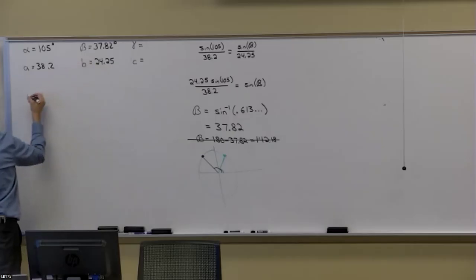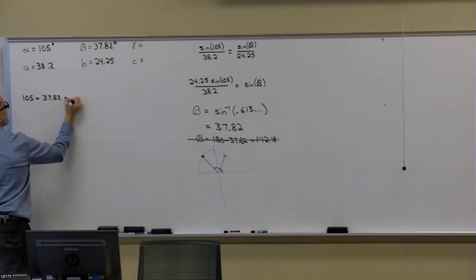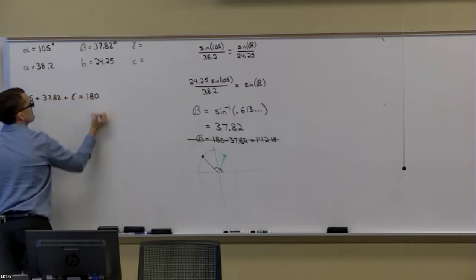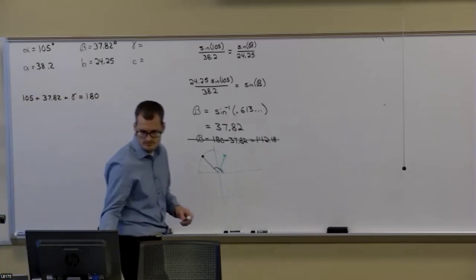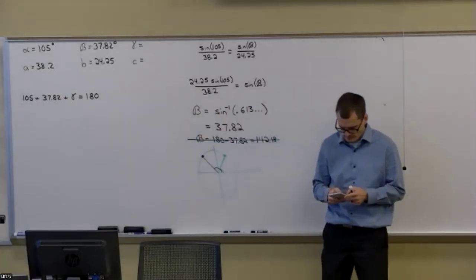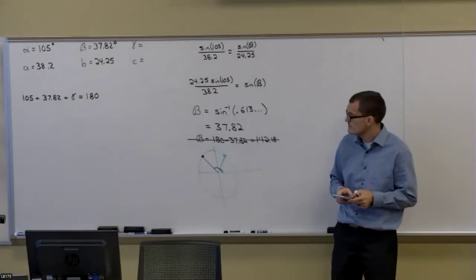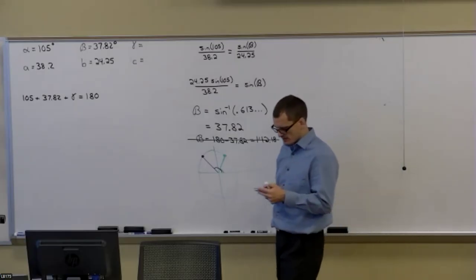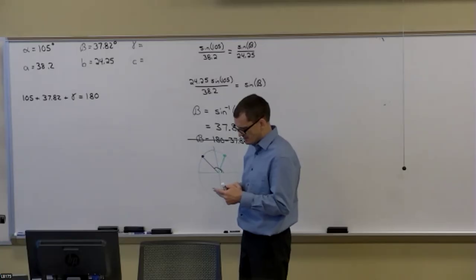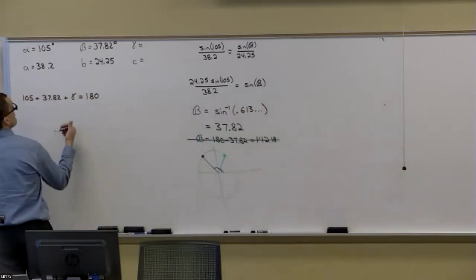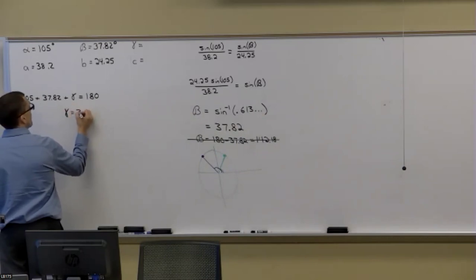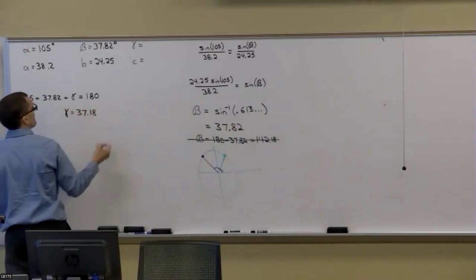Now that I have alpha and beta, I can find gamma in a fairly straightforward manner. Gamma, in this case, had to be 37.18. So you guys got 37.18. Very close to what beta is. That's interesting. Didn't expect that.